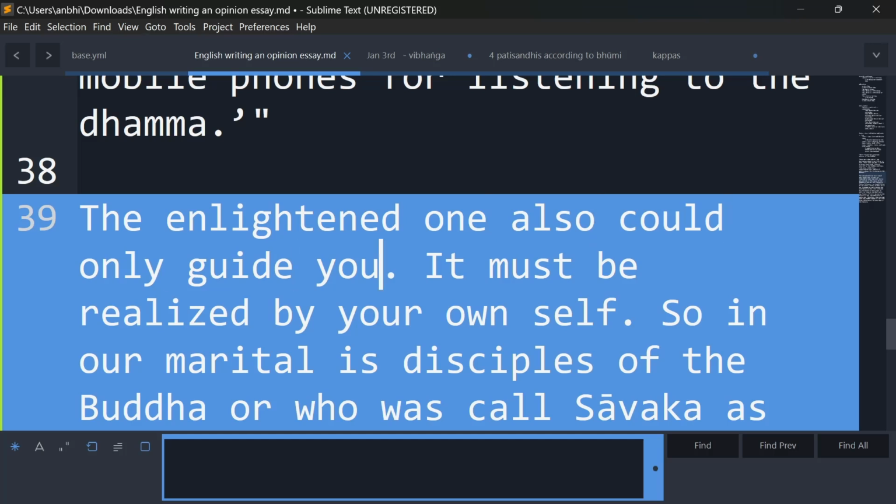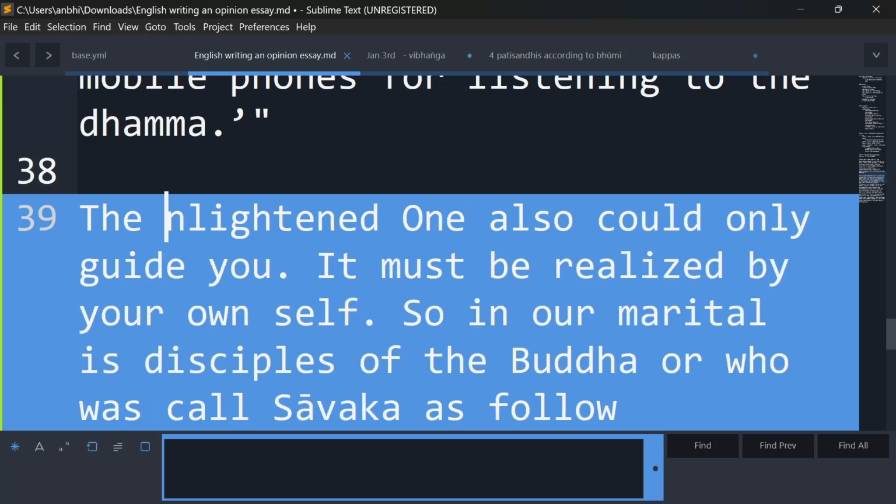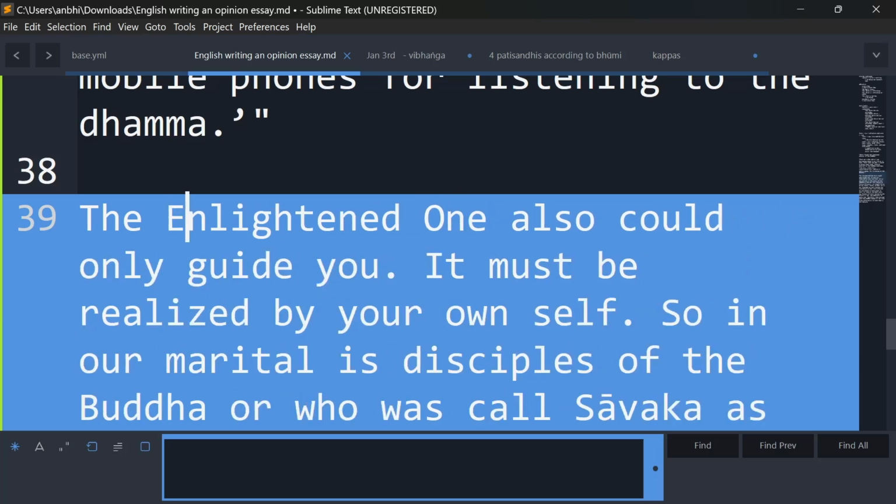The enlightened one also could only guide you. Enlightened one is like a title. Like the Buddha, the Blessed One, right? So we capitalize it. You see? The enlightened one also could only guide you.